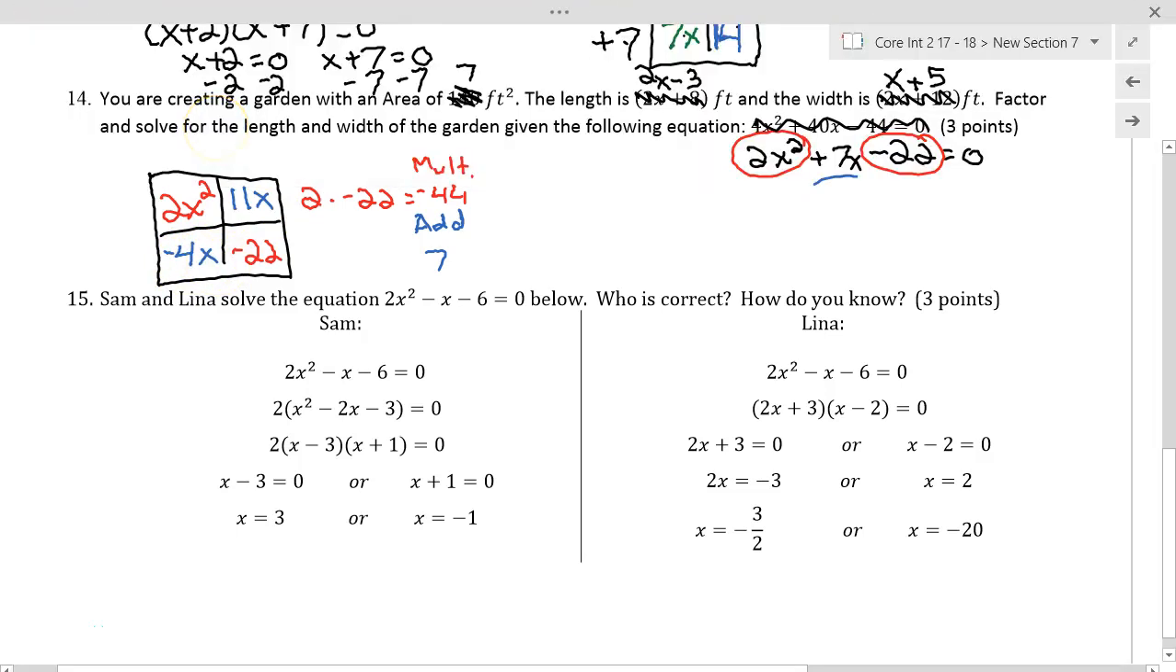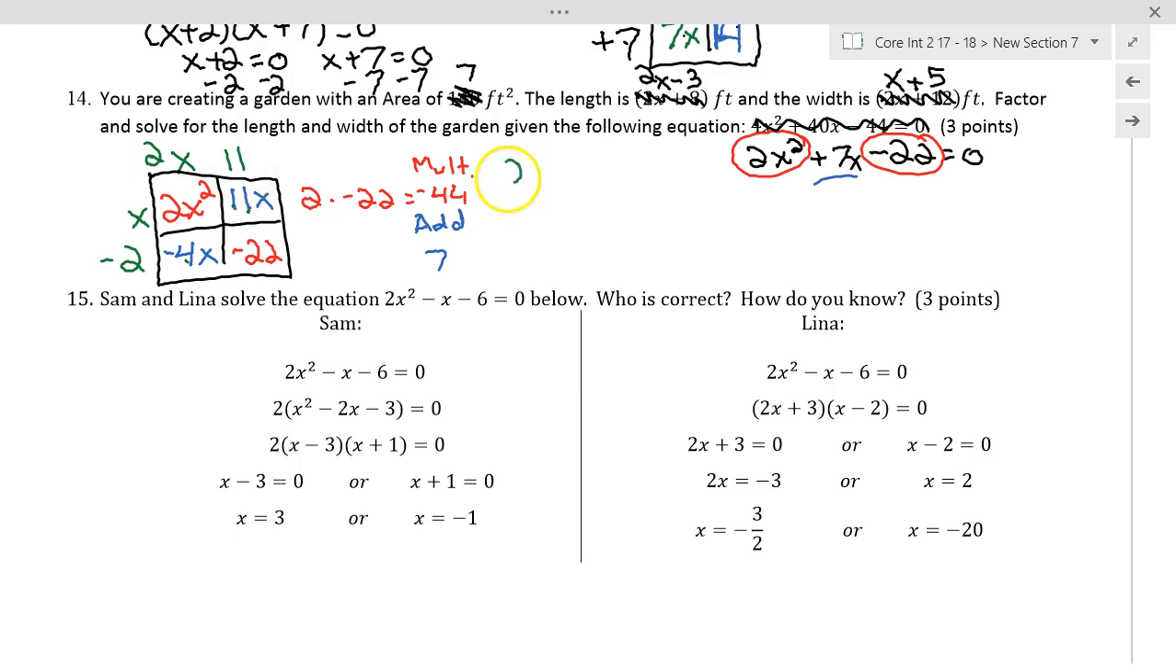Now, my next step, 2x squared. Well, I know I want x times x. Then, is the 2 going with the 11 or with the -4? 2 is a factor of -4. So I have 2x times -2 will give me -4x. x times 11 will give me 11x. So I now know I have 2x + 11 = 0, or x - 2 = 0.